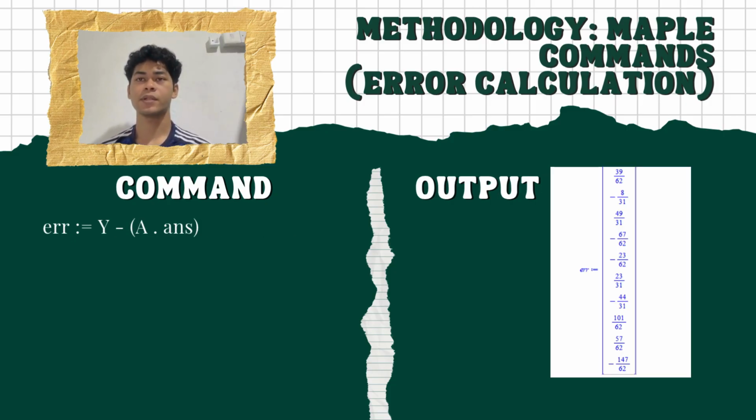Next, we need to determine the discrepancy between our observed data point and our model prediction. To do this, we calculate the error vector, which we label ERR as error. The Maple command subtracts the product of matrix A and our answer vector from our true vector Y. The resulting output is a comprehensive column vector representing the individual residual or raw errors across all of our data points.